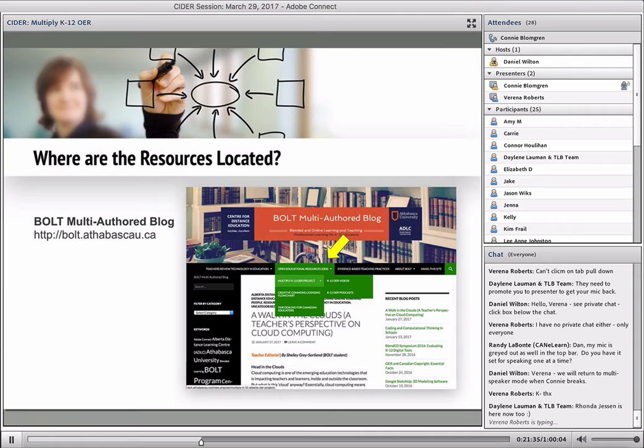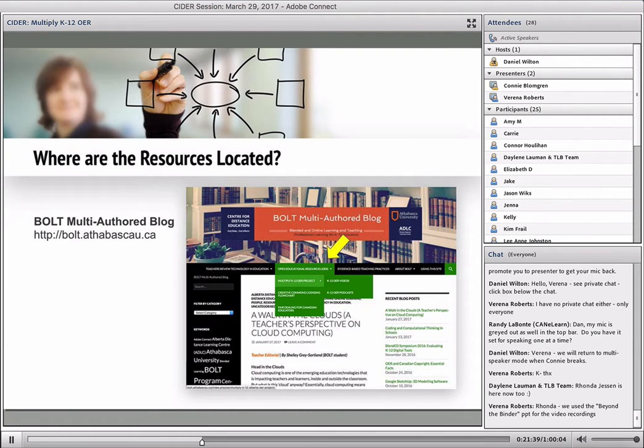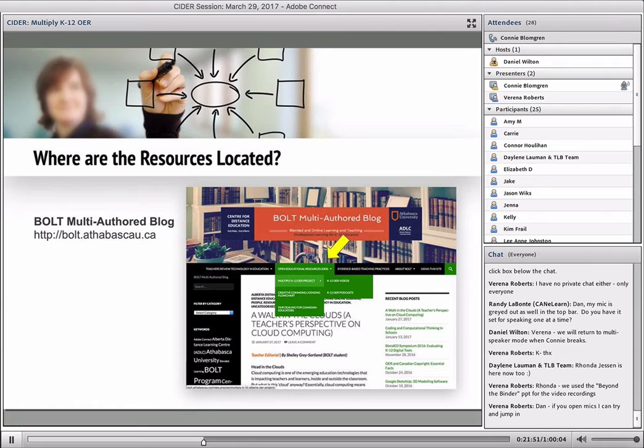The resources, the podcasts and videos are located here on the Bolt multi-author blog, which is an open resource to the public. And again, rather than hiding it behind the curriculum of a course that you have to be enrolled in to access, I felt that in the spirit of openness, having it located here on the Bolt multi-authored blog would be a way to make sure that it gets shared out and used.